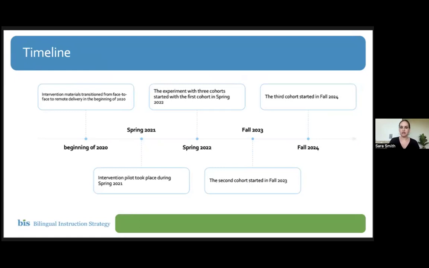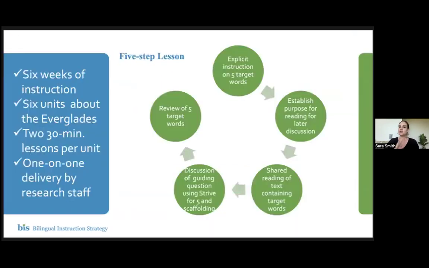And then our second cohort started fall 2023, and we are now in our third cohort in fall 2024. So a quick overview of what this instruction looks like, and I won't go super in depth on our curricular content unless there's a lot of interest, and then we can talk about it at the end. But this is a 6-week intervention that uses explicit vocabulary instruction strategies and shared reading of informational texts to support acquisition of English academic vocabulary and development of inferential language. So the curriculum has 6 units on the Florida Everglades.